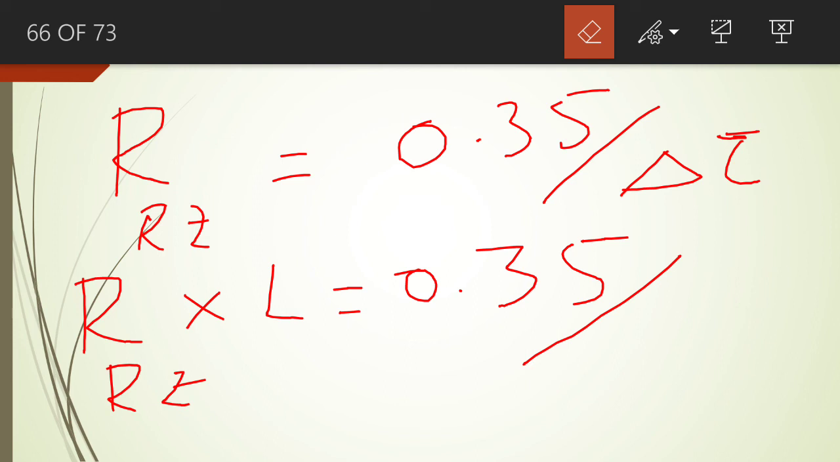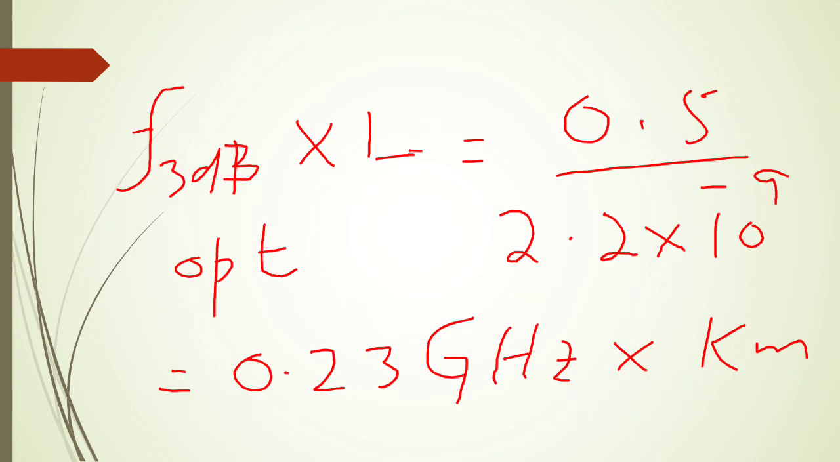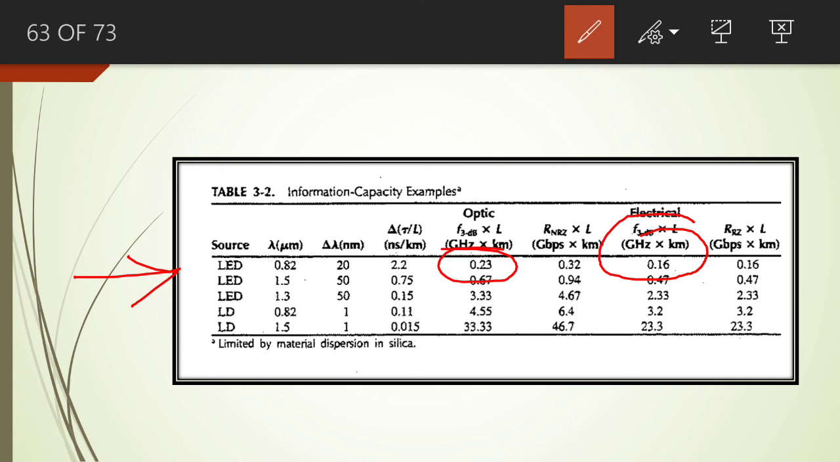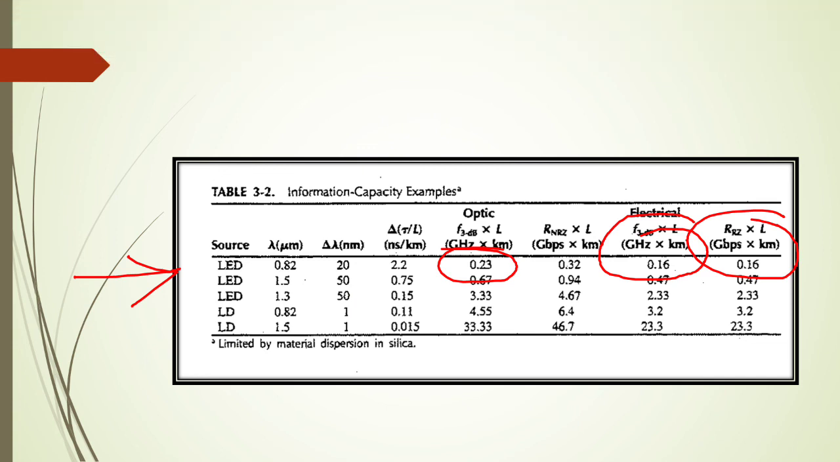So if I put the value over here, which is 2.2 into 10 raised to power minus 9. So if we check the table, the answer is given in the table. I will show you the answer. So you see, here is the answer. This is 0.16 gigabits per second into kilometer. So this is the answer.